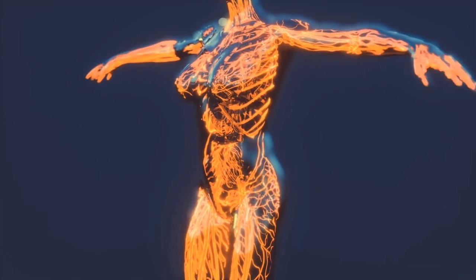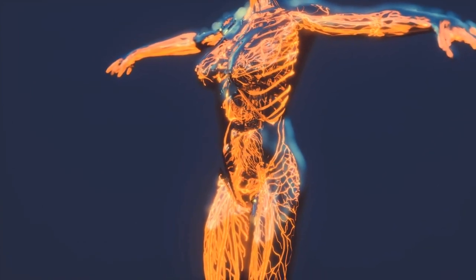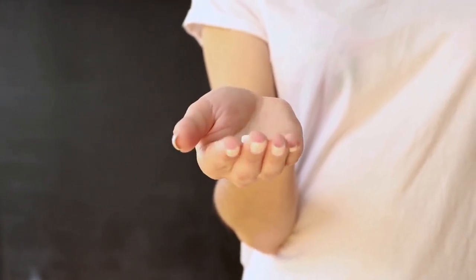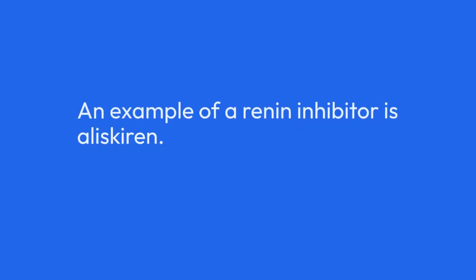Renin inhibitors block the activity of renin, an enzyme involved in the production of angiotensin first, which eventually becomes angiotensin-2. By inhibiting renin, these drugs help to lower blood pressure. An example of a renin inhibitor is aliskiren.